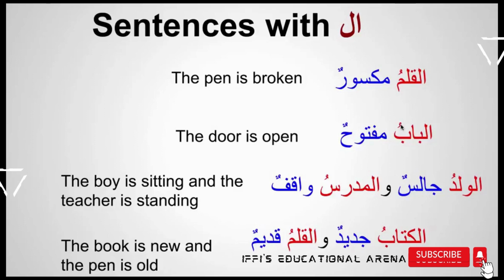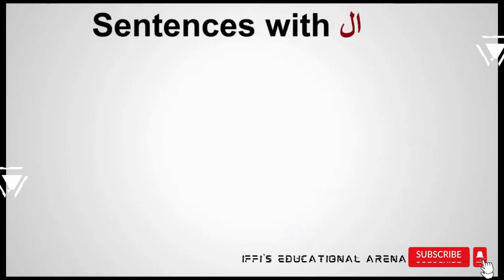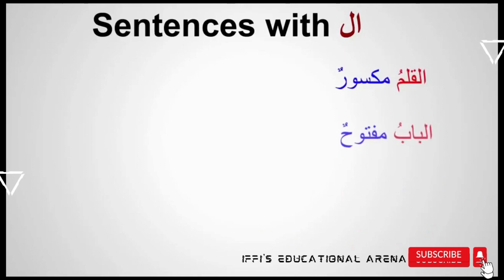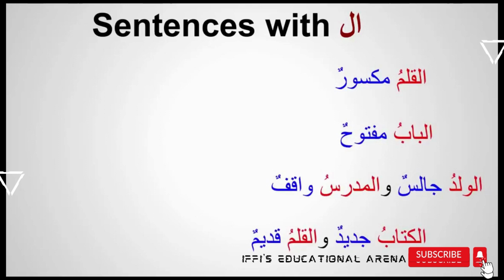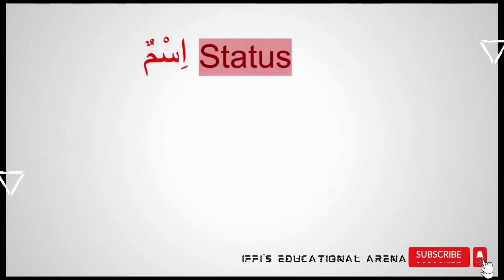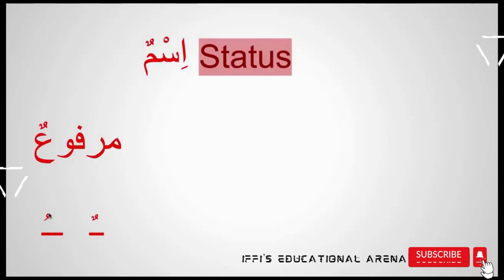So what do we learn from here? That most of the time the mubtada is marfu'. If we remind ourselves what marfu' is, it is a sign of dhamma, single dhamma or double dhamma. So when you see these signs, you know it is a sign of marfu'. So the mubtada has two characteristics: one, that it is definite, and then it is marfu'.